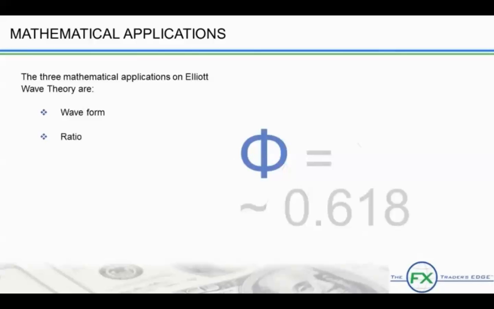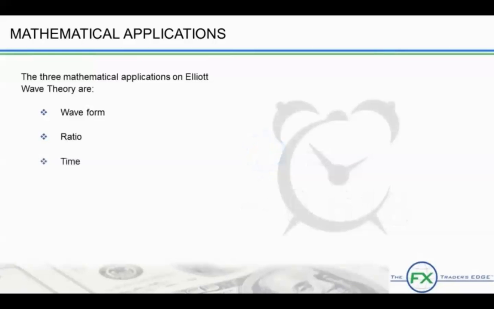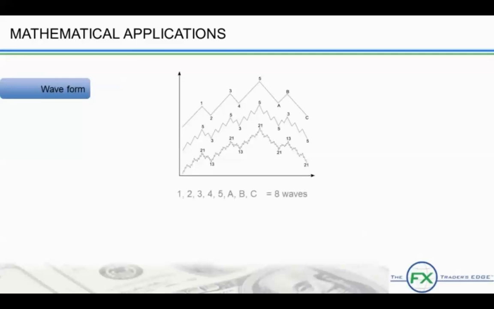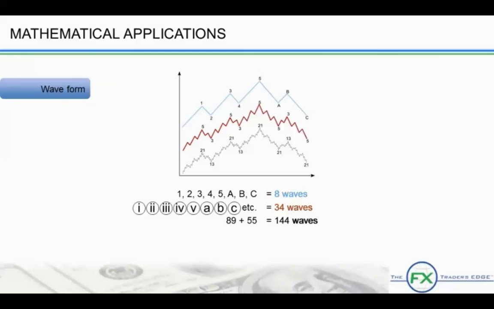ratio, and time. Fibonacci numbers are found in Elliott's wave form. How do we use Fibonacci numbers in Elliott wave analysis? We have discussed that the basic 5-wave impulse and 3-wave corrective always subdivide into Fibonacci numbers. One complete cycle has 8 waves, and subdividing further, the next cycle has 34 waves, followed by 144 waves.